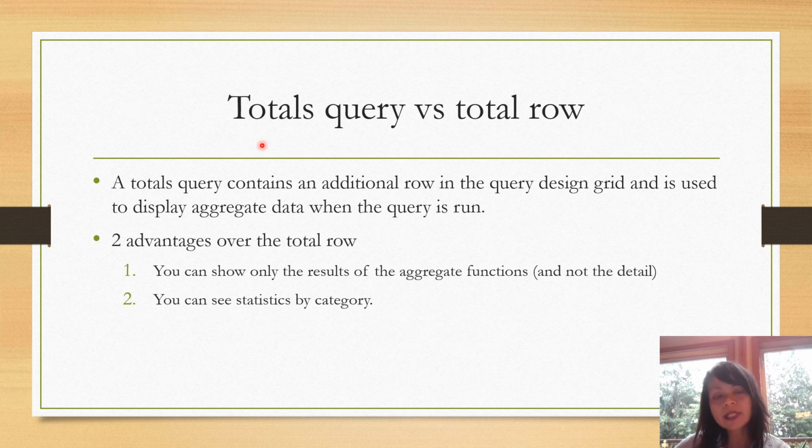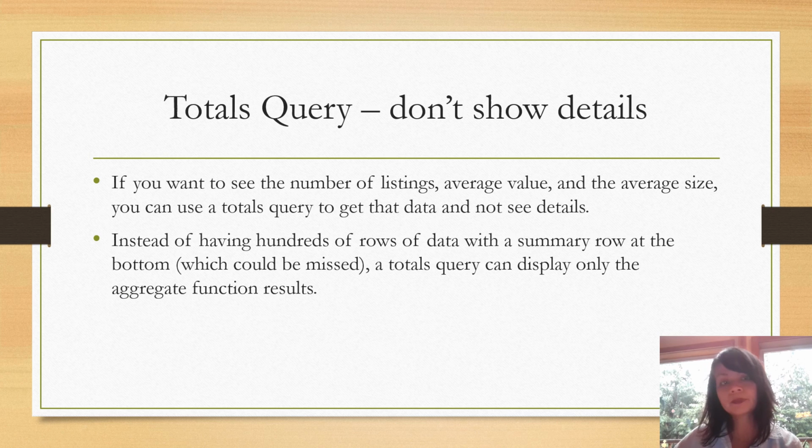Next, let's look at the second method, which is the totals query. Let's talk about the advantages of the totals query over the total row. The totals query contains an additional row in the query design grid, and it's used to display aggregate data when the query is run. So the two advantages it has over the total row, the previous method we looked at, are that you can show only the results of the aggregate function, so you can choose not to show the details, and you can see the statistics by category as well.